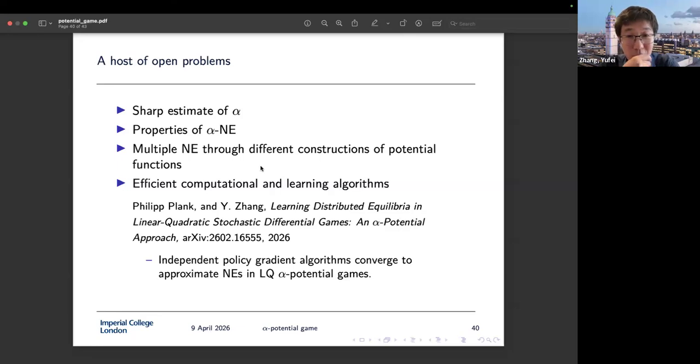So the first question is, maybe I can say, under what condition on the state dynamic and cost function does a given n-player game admit a potential function? Is the characterization of the sharply exact potential the single condition?